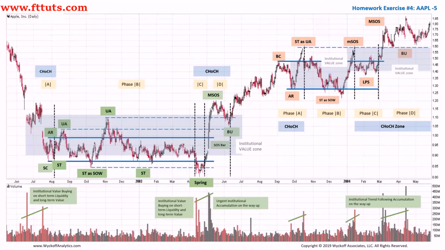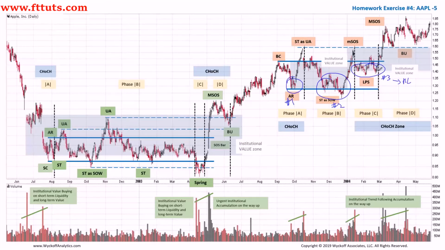So then think about the number of tests, right? Test number 1, test number 2, test number 3. And test number 3 happens as a higher low. Could a phase C have this type of characteristics? Yes.